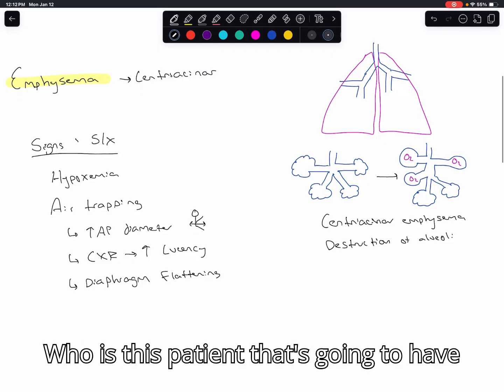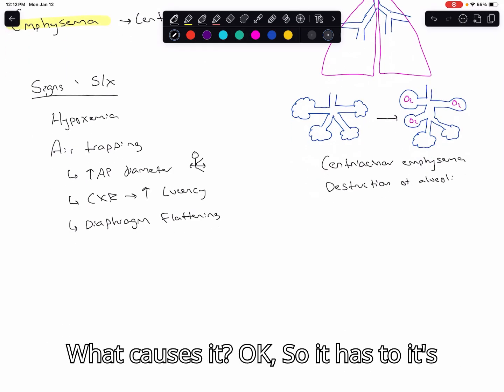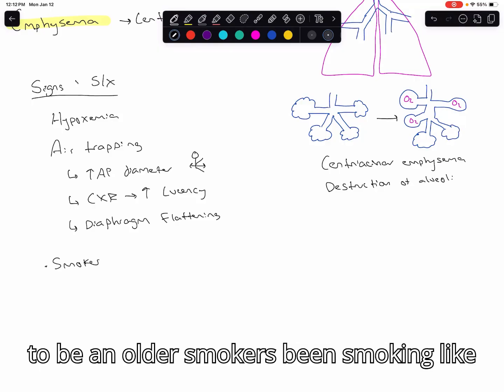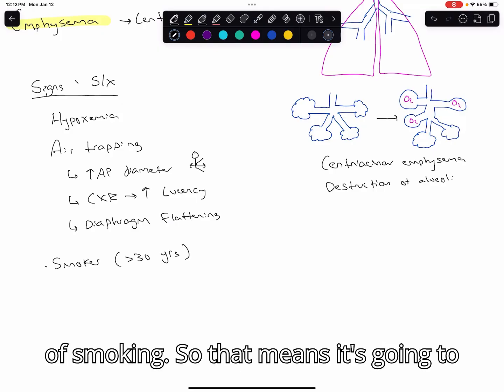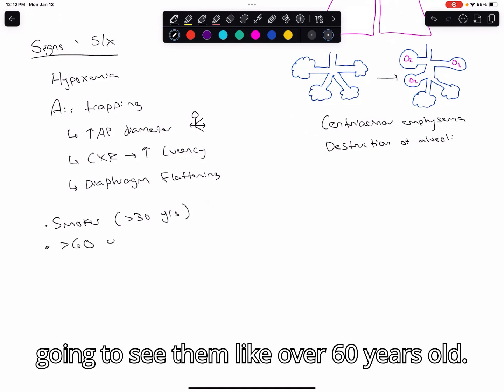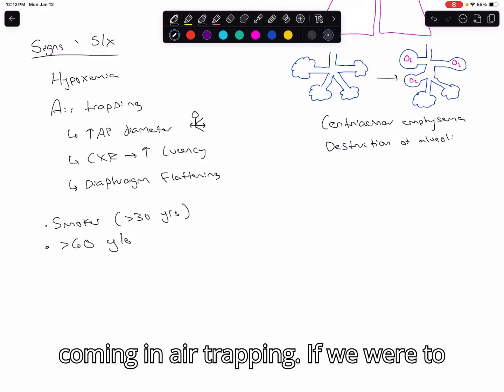Who is this patient that's going to have this centroacinar emphysema? What causes it? It's going to be a smoker, okay? And it's going to be an older smoker who's been smoking a long time, like greater than 30 years of smoking. So that means it's going to be an older patient. We're probably going to want to see them over 60 years old, okay? They're coming in hypoxic, they're coming in air trapping.